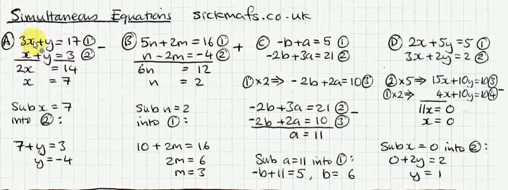So 3x plus y take away x plus y. How do you do that? Well, you take the x's from each other, you take the y's from each other. And so that's the basic principle behind it.